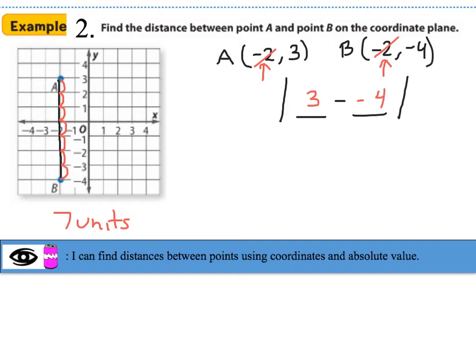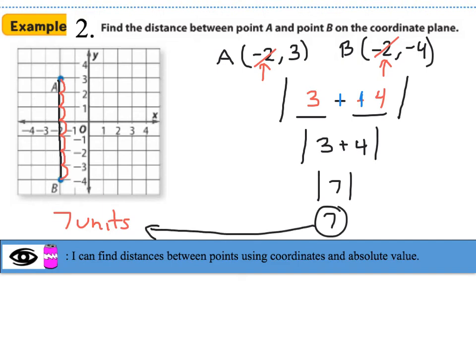So here's a little trick. Anytime you have 2 negatives next to each other, the 2 negatives are going to fight and they're going to become positive. So now we're going to rewrite this problem. It's going to say 3 plus 4. Now when we take the absolute value of 3 plus 4, we get the absolute value of 7. And the absolute value of 7 is just equal to 7. Notice that's the same exact answer that we got by counting.